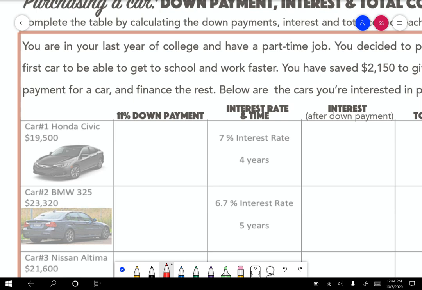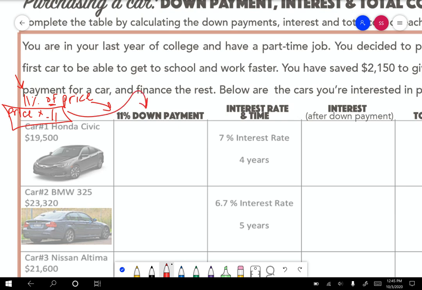Okay. So the down payment then, this is going to be 11% of the price of the car. Remember, of means multiply. So essentially what we're doing here is just like the markup amount or the discount amount. We're taking the total, so the original price, so the price of the car, and we're going to multiply it by that percent in decimal form. So essentially you're doing price times 0.11. Okay, so that's what you're going to do to calculate this column.